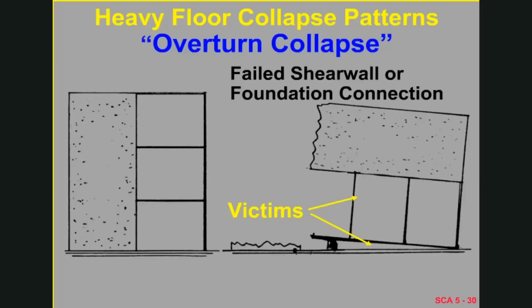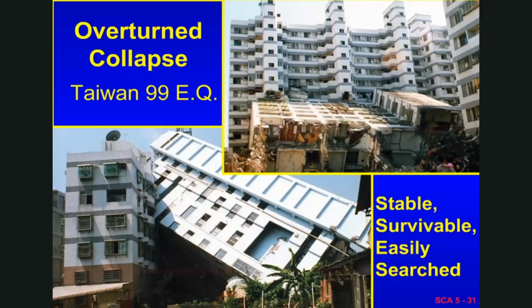One thing that has happened to some kinds of heavy floor structures is that in some cases, they have overturned. In that case, the structure above the foundation level is pretty much intact, and of course, the folks inside of it may be injured. The cause of the collapse in the case of those buildings in Taiwan was a very poor connection between the foundation and the first story columns. So once that was ruptured by the earthquake, these buildings overturned pretty much intact.